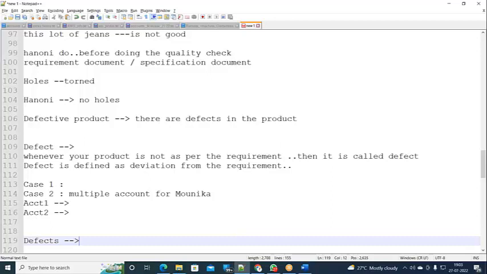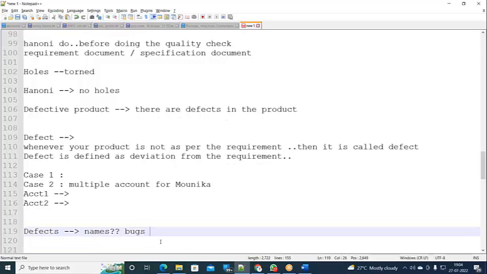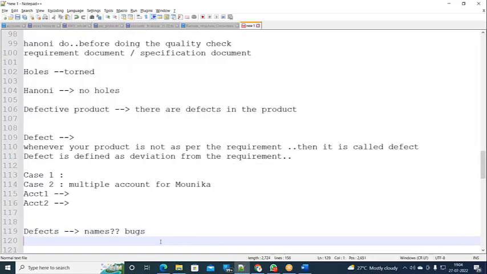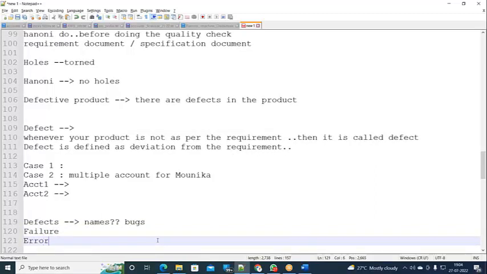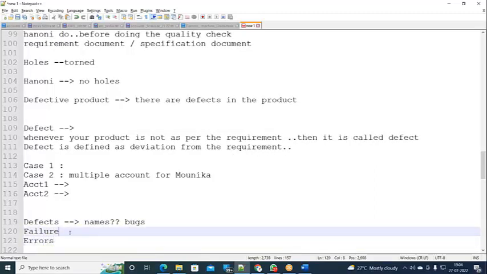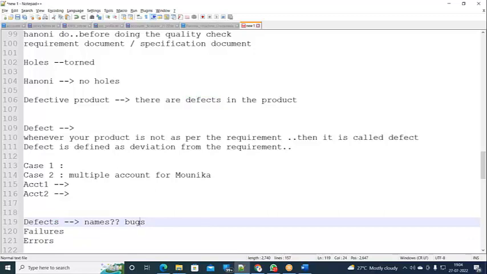Are there other names for defects? Any other names? Did you hear any from your brother or sister who are in the IT field? Bugs, errors. Wonderful. So bugs, errors, defect. Errors may be questionable; I'll talk about the errors later, and also the difference between a bug and an error. Somebody is saying failure as well. Somebody is saying errors. Wonderful, guys. These are all relevant, but you can use the words defects and bugs interchangeably.